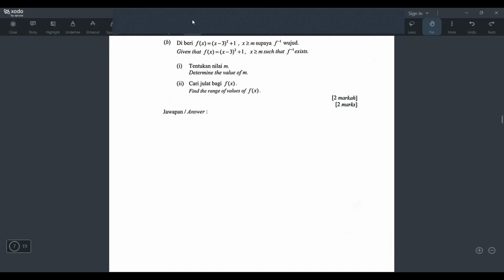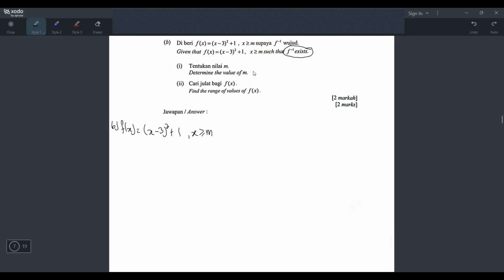Okay, let's continue with B. Given that f(x) equals this, let's write it down. f(x) equals (x minus 3) squared plus 1. Okay, this looks like a vertex form, right? And then x bigger or equal to m. All right, I think this is important also. It's like a range such that f inverse exists. What is this? F inverse exists. Okay, we read the whole thing first.